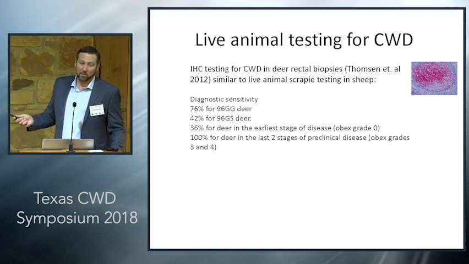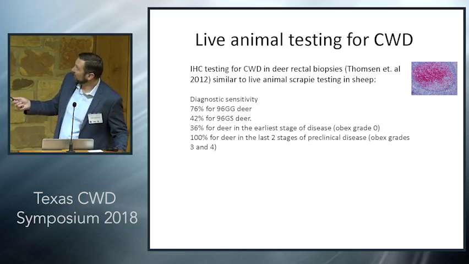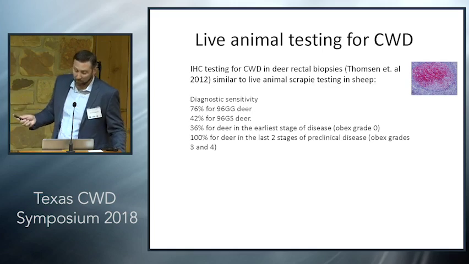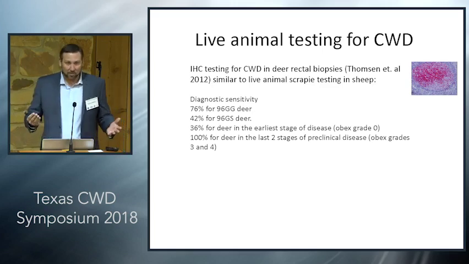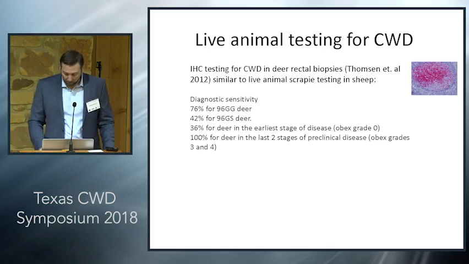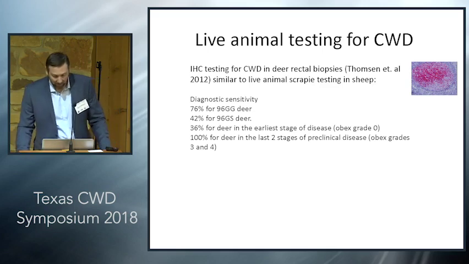However, it's going to miss samples that are in the earlier stage of disease, and that's depicted here, where 42% of GS animals and only 36% of animals in early clinical stage of disease with obex grades of 0 were detected. So these are the numbers we'd like to increase. Theoretically, if you want to test a population with a live animal test, you want to catch as many as possible. And hopefully the amplification techniques can help with that.